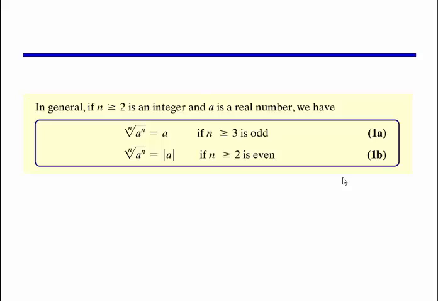So in general, if n is an integer greater than or equal to 2 and a is a real number, then the nth root of a to the n power is equal to a if n is odd, greater than or equal to 3. And the nth root of a to the n is the absolute value of a if n is even, greater than or equal to 2.